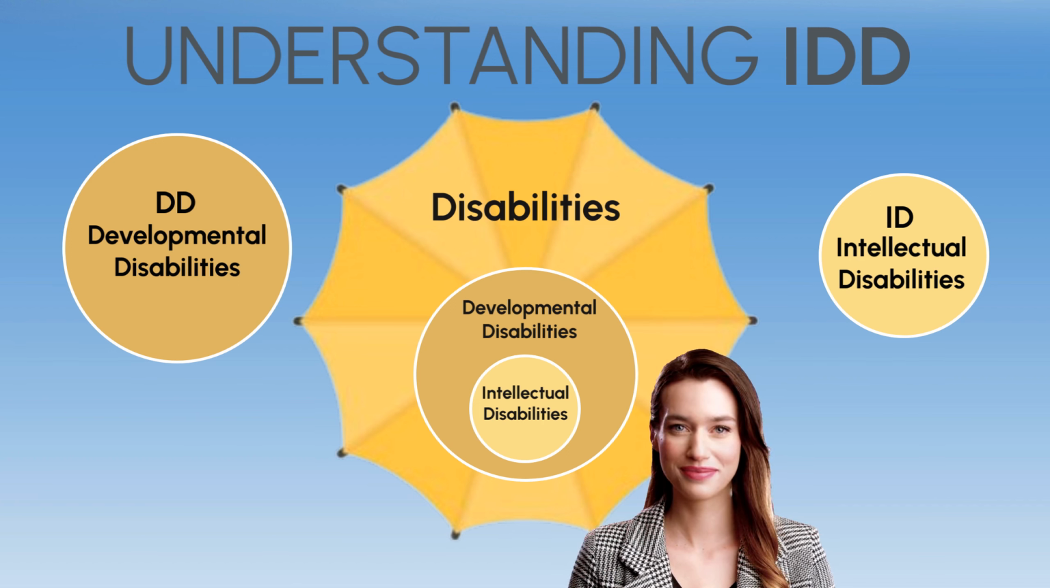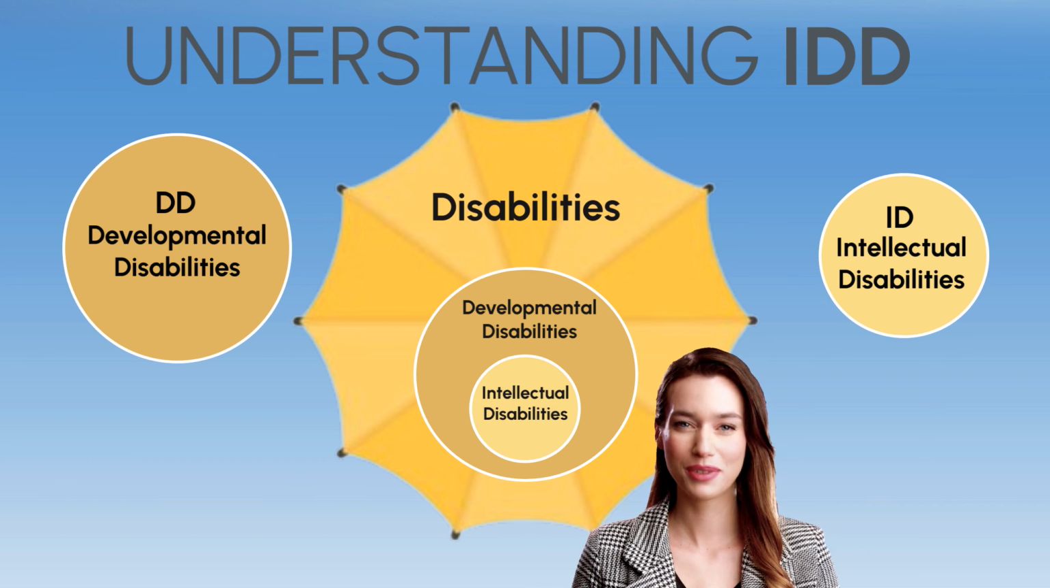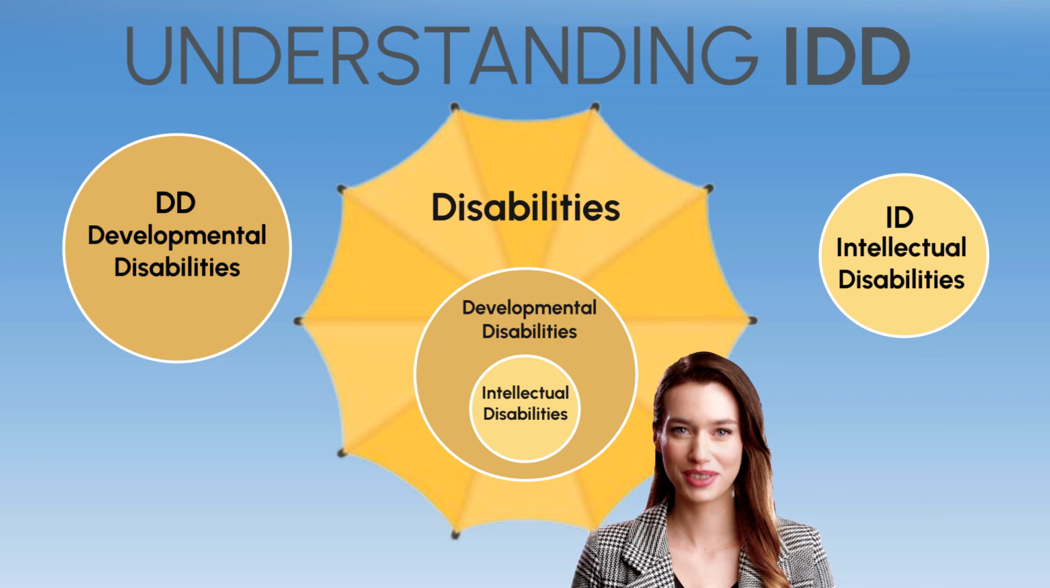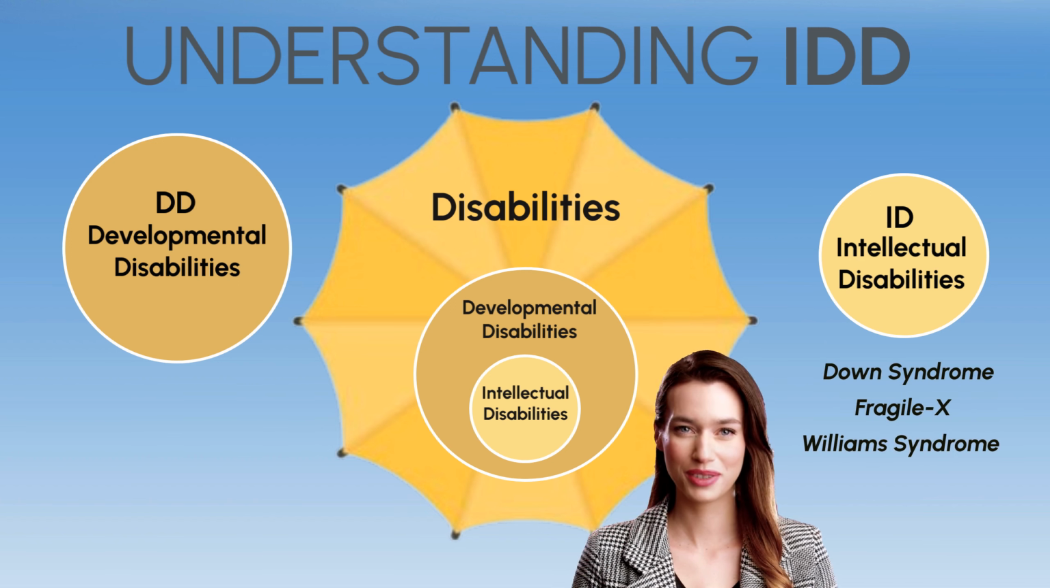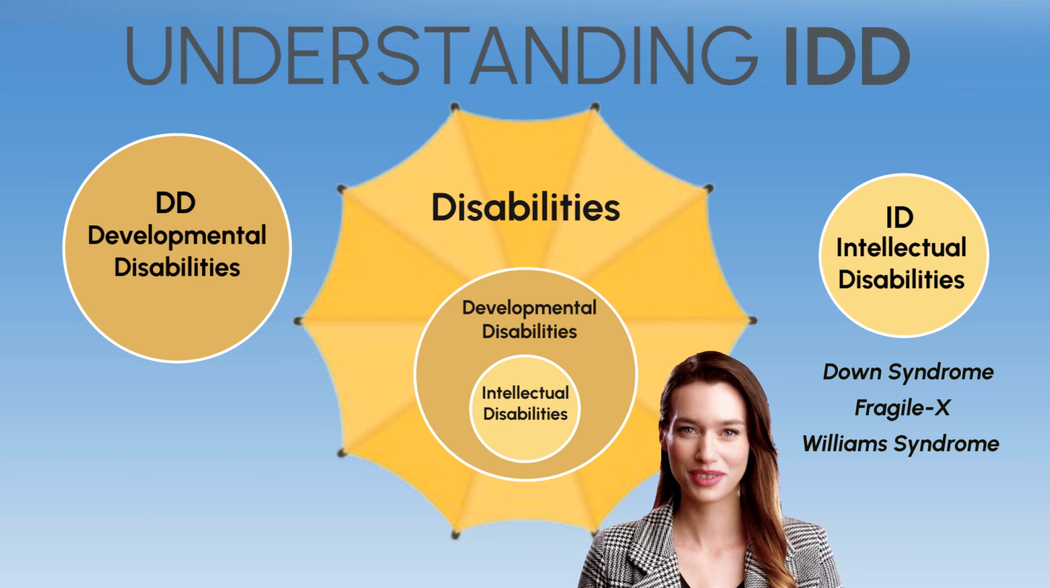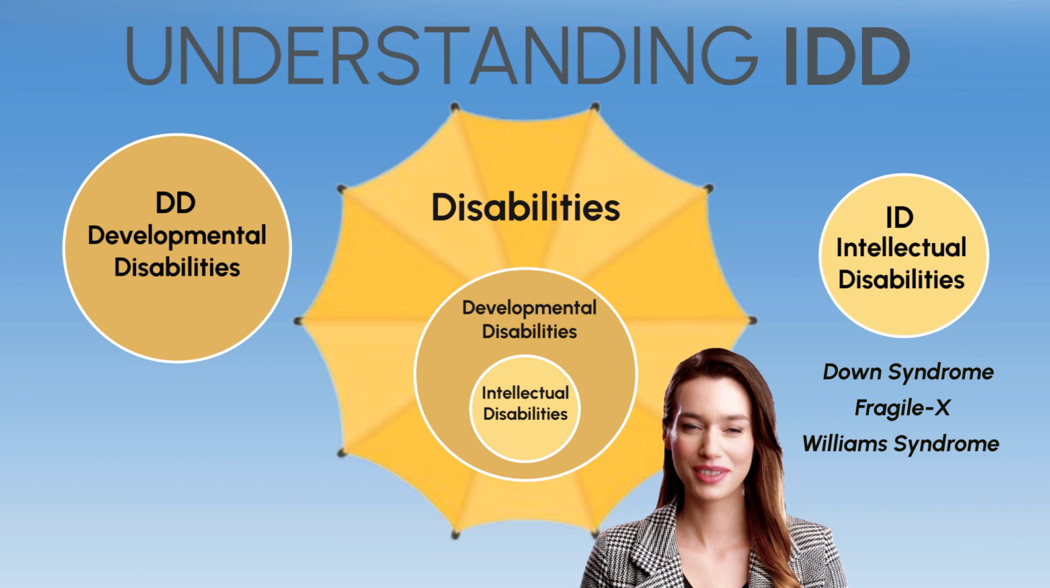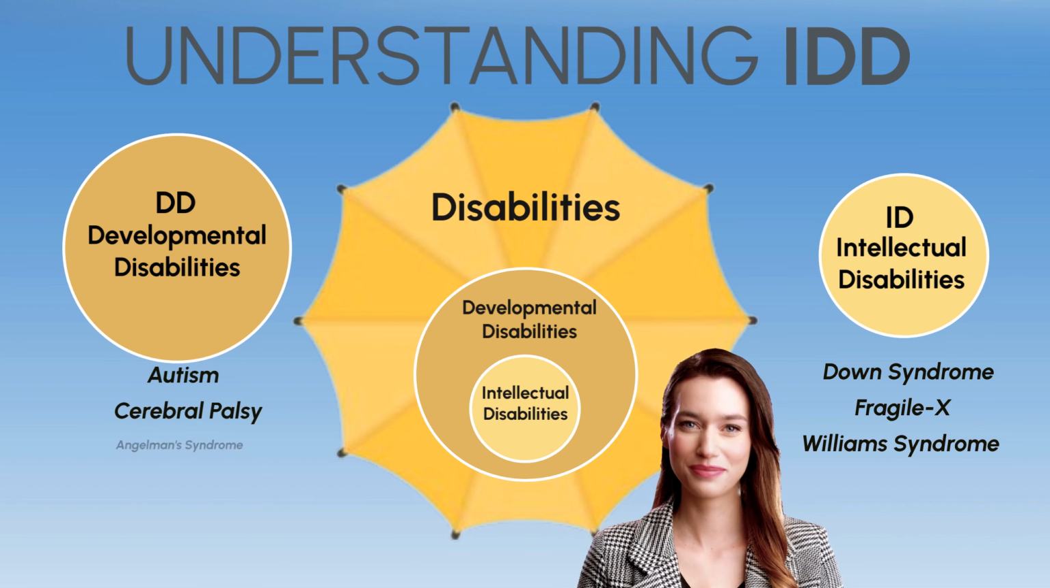Buddies supports. An intellectual disability, or ID, specifically means someone has challenges with learning, reasoning, problem-solving, and everyday social and practical skills. Some examples of intellectual disabilities are Down syndrome, Fragile X and Williams syndrome. A developmental disability, or DD, is a broad term that includes different lifelong conditions, including intellectual disabilities. Some examples of developmental disabilities are autism, cerebral palsy, and Angelman syndrome.